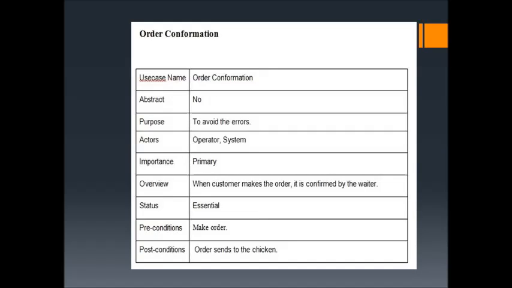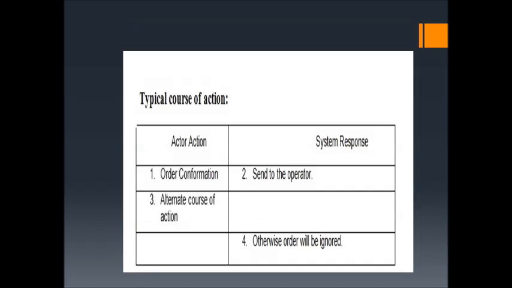Use case name: order confirmation, actors: operator. System overview: when the customer makes the order, it is confirmed by the waiter. Status: essential. Preconditions: make order. Post conditions: order is sent to the chef.